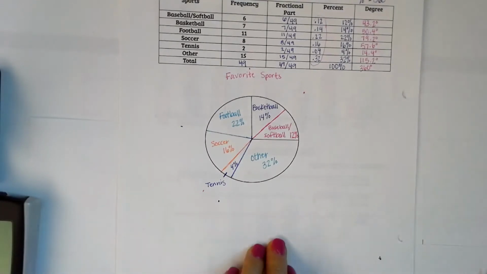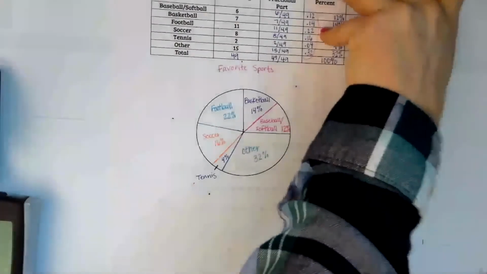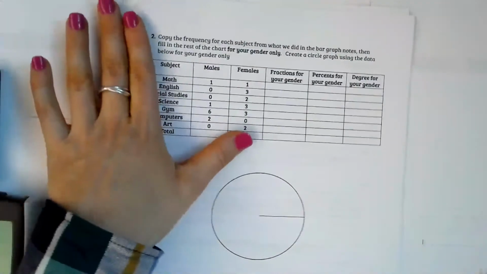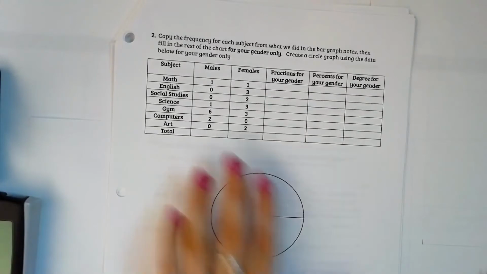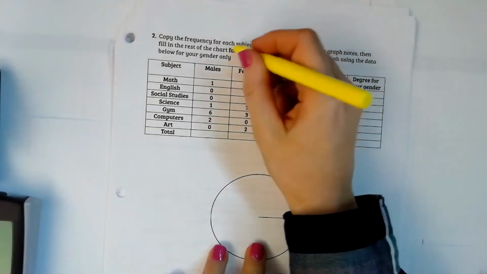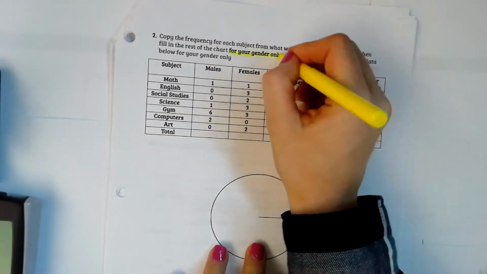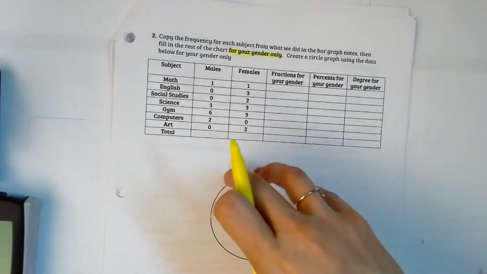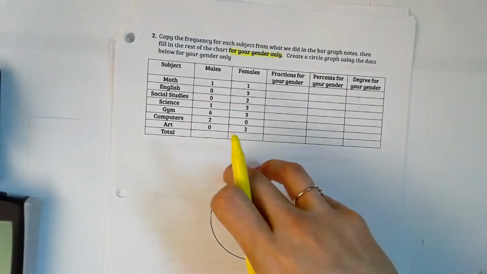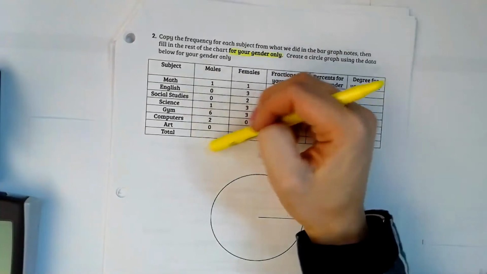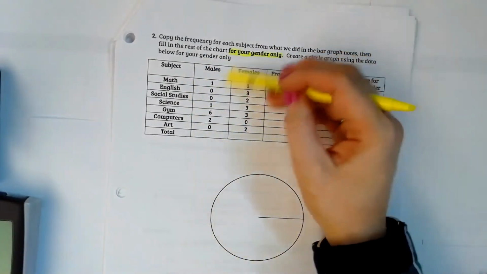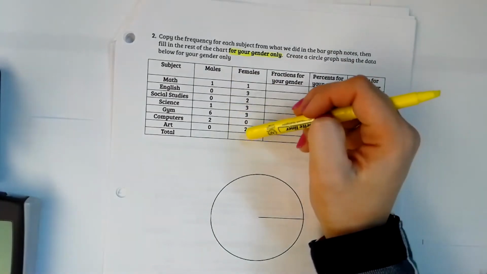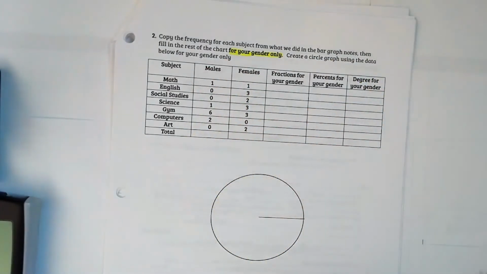Okay. I want you to try to do this one on your own. You just have to do this for your gender only. Your circle graph, if you're a male, should only include the males. You would only have to do the work for the males, and then same for the females. You only have to do one or the other.